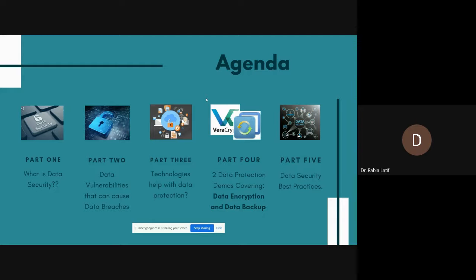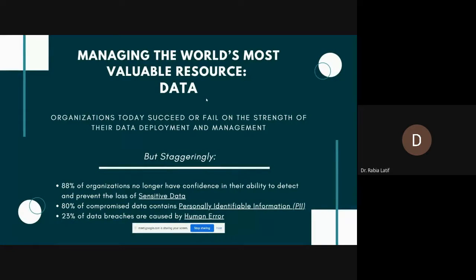After that, we will do two practical demonstrations using different tools, VeraCrypt and AOMEI Backupper, a tool for data encryption and data backup. At the end, we will focus on data security best practices that we all should follow in order to make our data secure. So managing the world's most valuable resource, data, is very, very important.